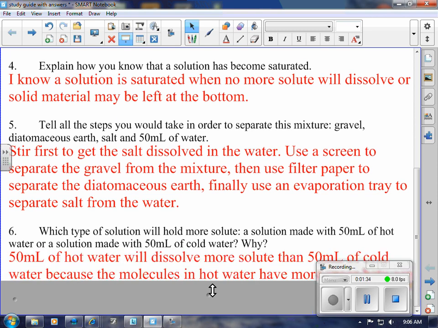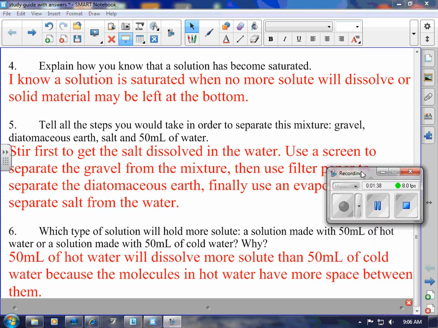Hot water always holds more because when the water is hot, the molecules have more space between them, and that allows the solute to kind of slip in between. Remember that video we watched where the molecules separate out as the water gets warmer.